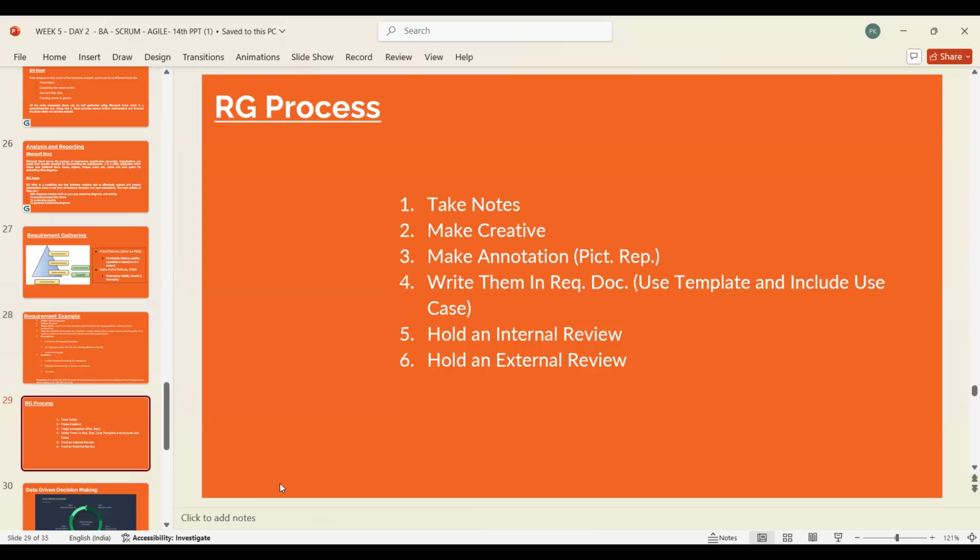These are reviews, but on different levels. So this is basically our requirement gathering process. Now, the first step, I don't think I have to explain. We all know that we have to take notes.